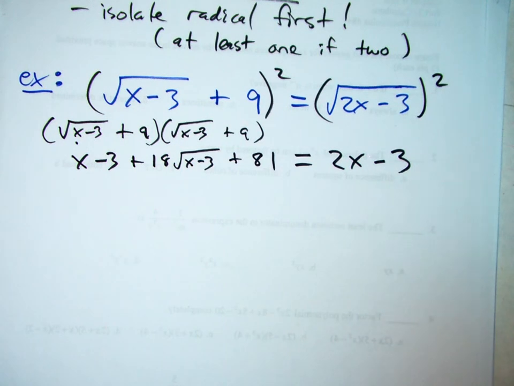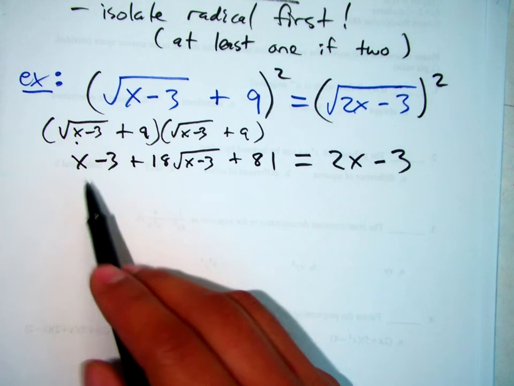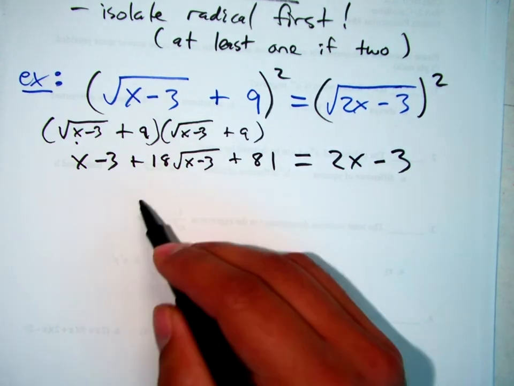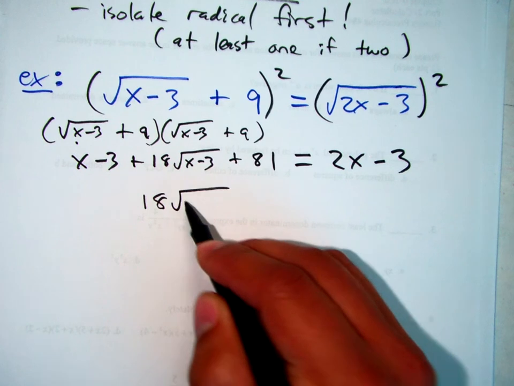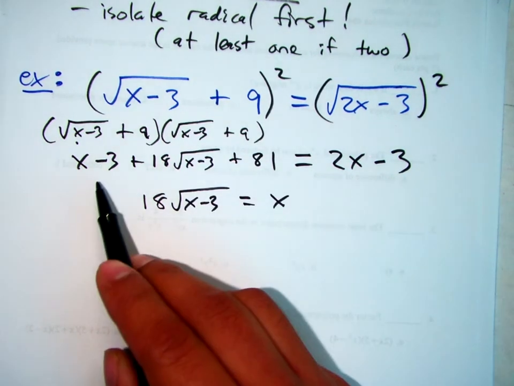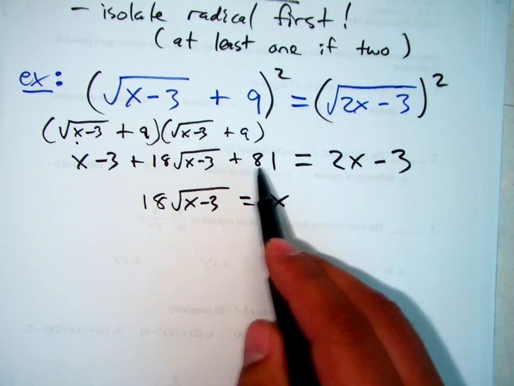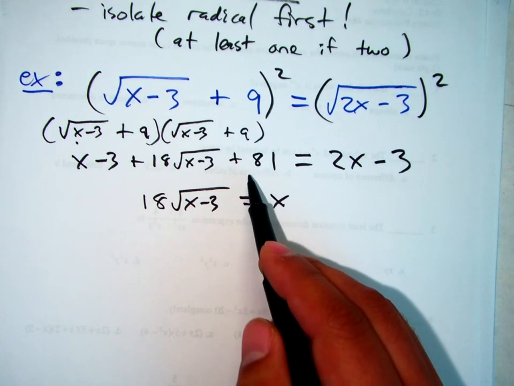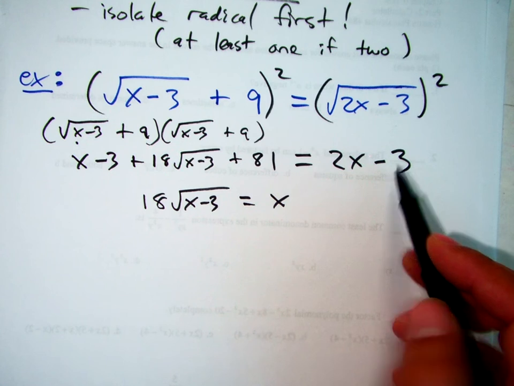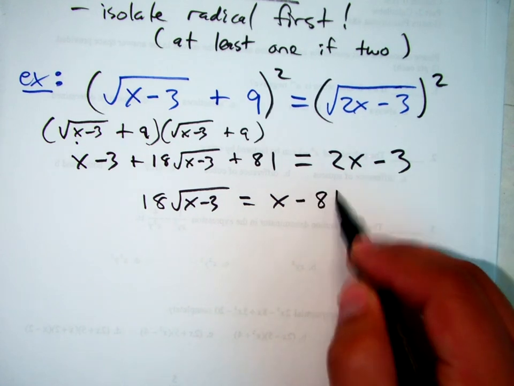And now let's combine some things here. We can move the x over. So it becomes just x. Negative 3 plus 81 is actually positive 78. Then we're going to subtract it. So that becomes negative 81 on the right-hand side.